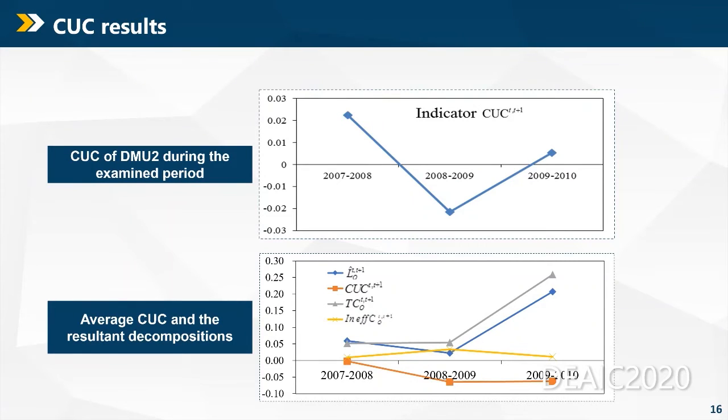Besides, we also calculated the CU change of each DMU. Here we use DMU2 as an example to demonstrate the results. We can see it experienced 2 large fluctuations, decreased from larger than 0 to less than 0, and then increased to larger than 0 again. From an average point of view, it is easy to see that the average CU change indicator is consistently below 0, which shows that the capacity utilization gradually improved. Besides, the driving force was technical change.